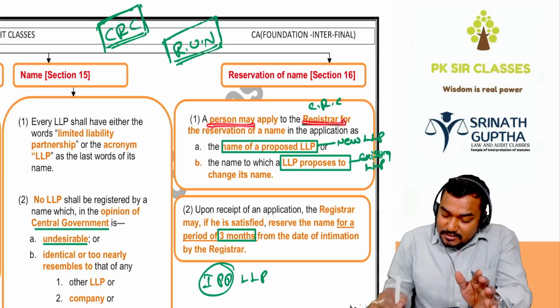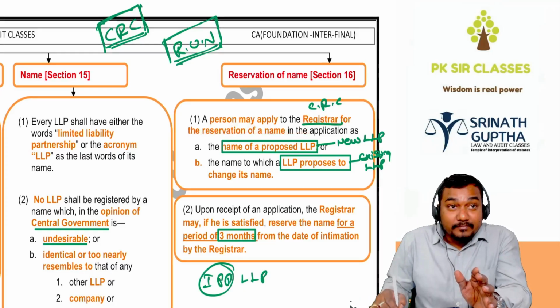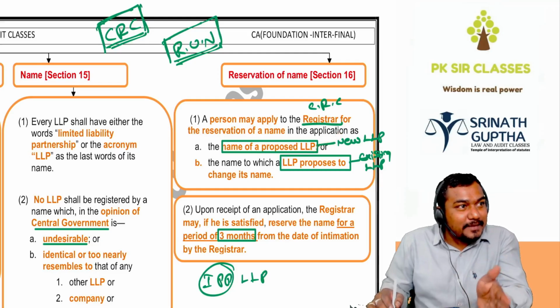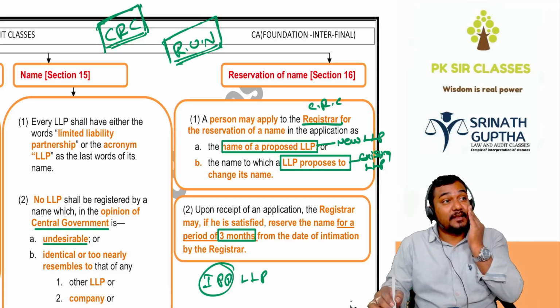A person may apply to the ROC for reservation of the name for a new LLP. Even if an existing LLP wants to change its name, we still have to apply to the CRC department of the ROC. CRC means Central Registration Center.